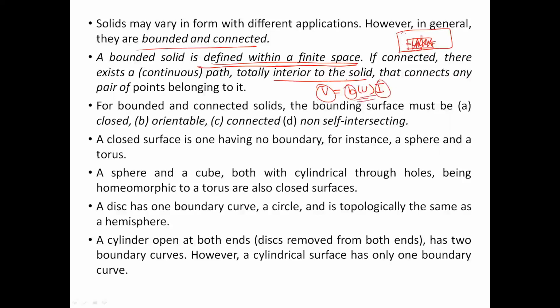Now, what are the four most important aspects of a solid? It should have a closed boundary, जो कि आपने अभी देखा. It should be perfectly orientable. It should be connected, and most important thing, it should have a non-self-intersecting plane. ठीक है? A closed surface basically is one having no boundary for this.